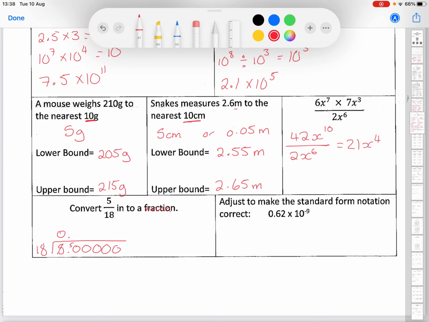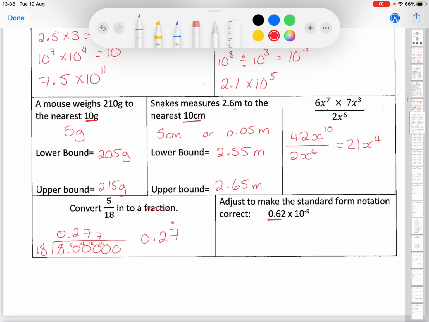How many times does 18 go into 50? It would only go in twice, so 2 8's giving me 36. That would be a remainder of 14. How many times does 18 go into 140? It would be 7 with a remainder of 14, 7 with a remainder of 14, etc, etc. So it's going to be 0.27 recurring.